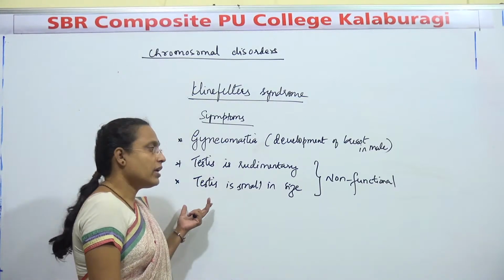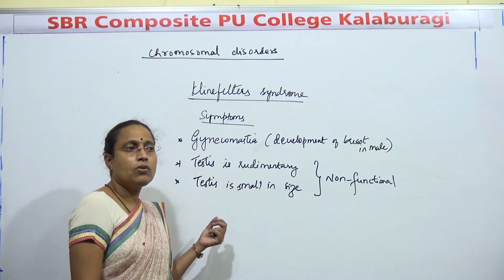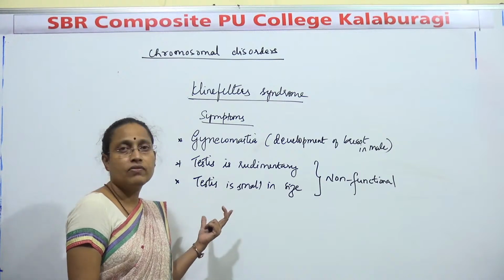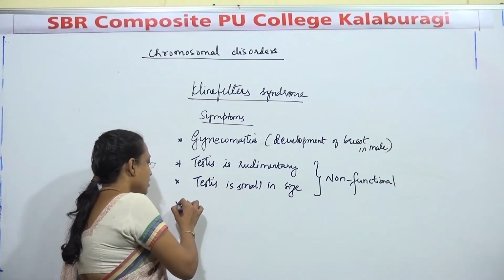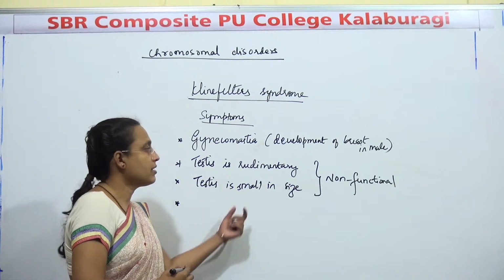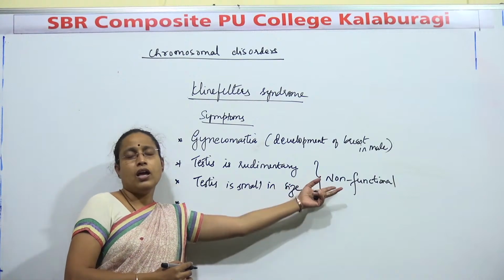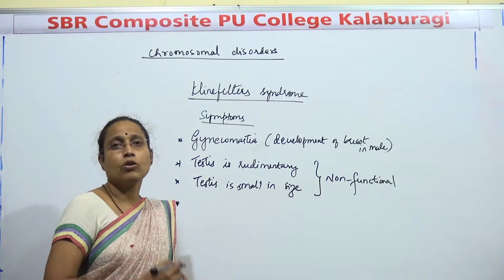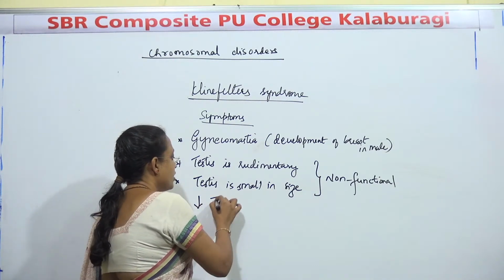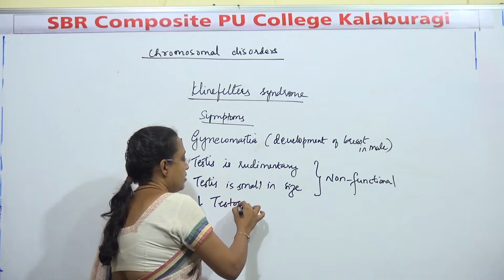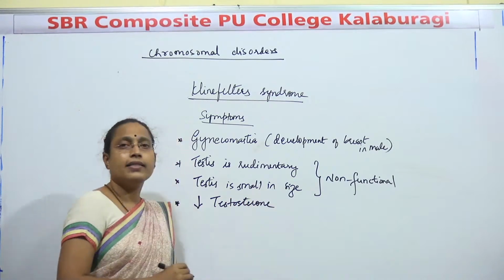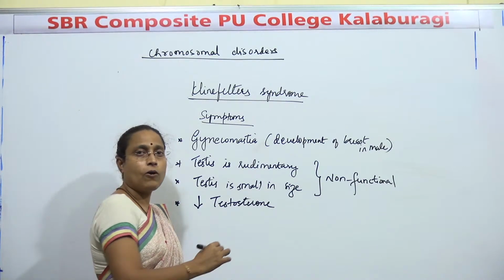So consequently, what will occur? The hormone level will drop in the blood of these individuals. The hormone that the testis produces is testosterone, and since the testis is non-functional, the testosterone concentration gets reduced. There is a decrease in testosterone.